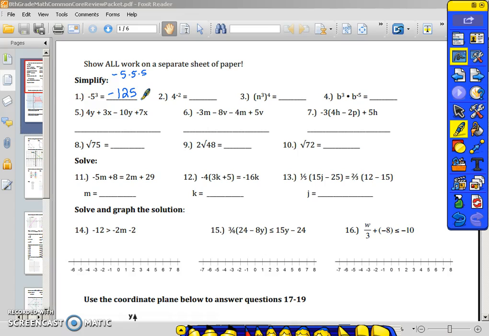4 to the -2nd power. Whenever you have a negative exponent, you have to cross the pendulum. So that's 1/4 squared. And 4 squared is 16, so your answer is 1/16.